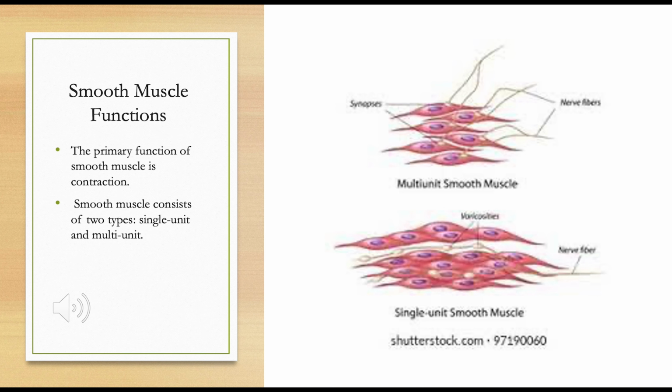Some of the basic functions of smooth muscles will be the regulation of blood flow and pressure in the cardiovascular system. It regulates your urine flow. It can raise the hairs with the arrector pili muscle, and it also dilates and constricts the pupils.